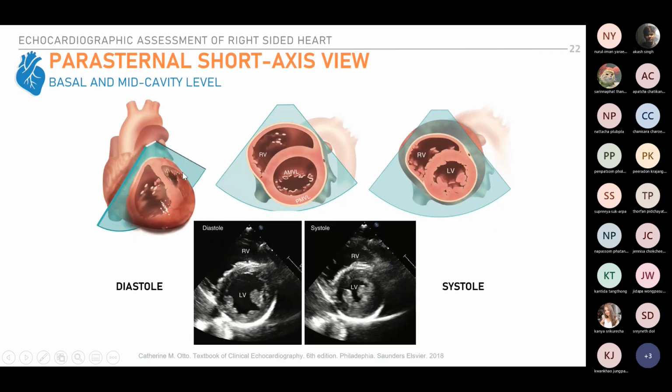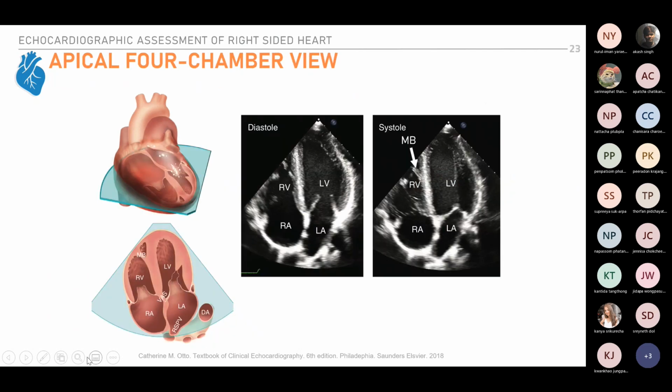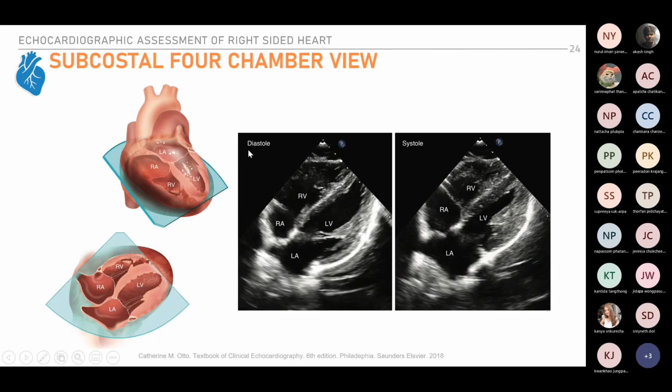And this is the parasternal short axis at the basal level and mid-cavity level, showing the crescent shape of the right ventricle, which is anterior and medial to the LV, and the RV wraps around the LV. Apical four chamber will demonstrate the triangular shape of the RV, tricuspid valve, and RA. And this will be used to assess RV wall thickness.